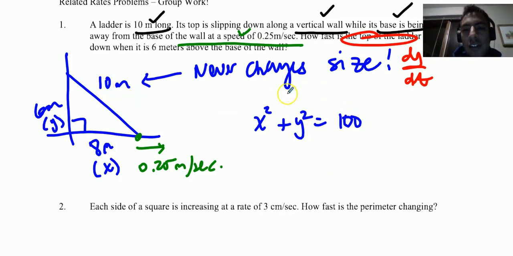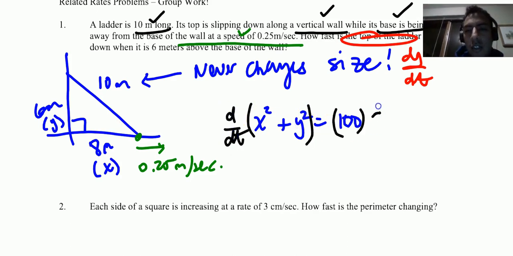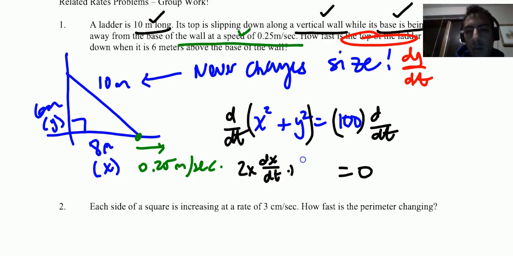Now again, what this says is there's the position of the ladder for the base, and there's a position for the vertical part, the top part, and no matter what those two values are, when I square them and add them, they should always equal the square of the ladder. Now all this is nice, but I need to see how this actually changes with respect to time, so I'm going to do d/dt on both sides, and d/dt of 10 squared, bye-bye, gives equals 0 here. I'm going to get 2x dx/dt plus 2y dy/dt.